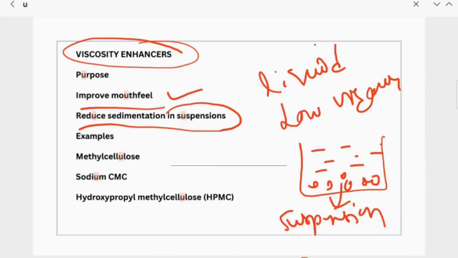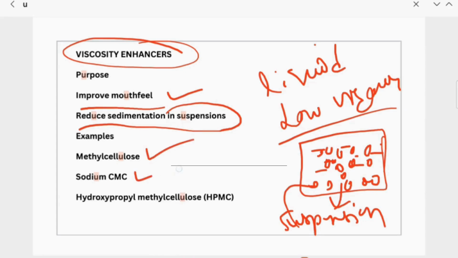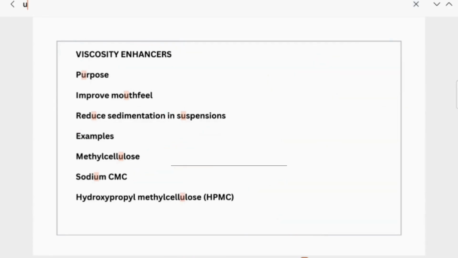In the suspension, we are supposed to distribute the particles throughout the liquid system uniformly. But if the viscosity is low, what happens? The particles will settle down, and there is a problem in the uniform distribution of the solute in the liquid system. Then there is a dosage error. The examples we use as viscosity enhancers are methyl cellulose, sodium CMC, then HPMC, that is hydroxypropyl methyl cellulose.